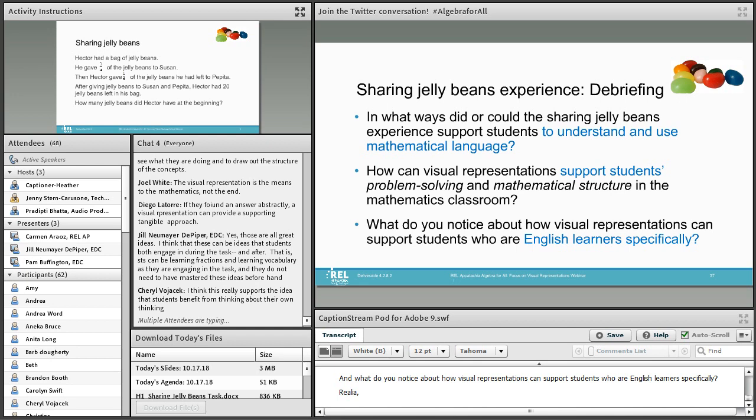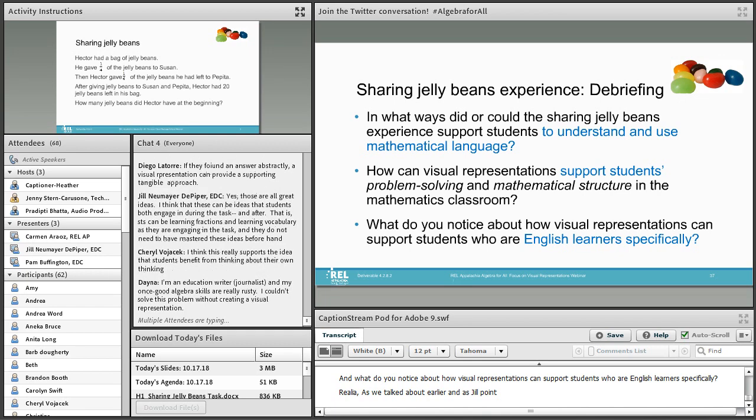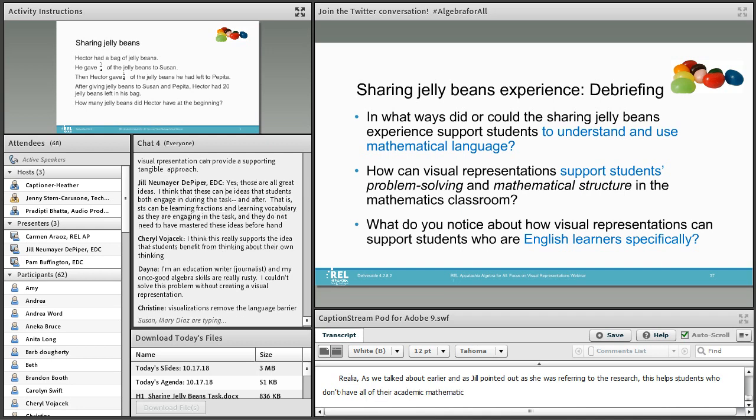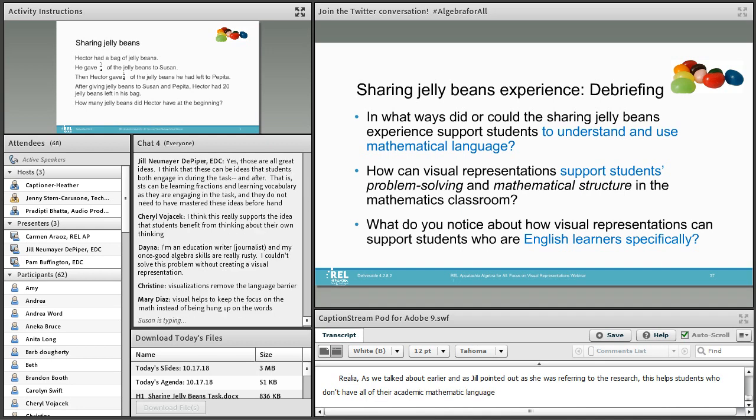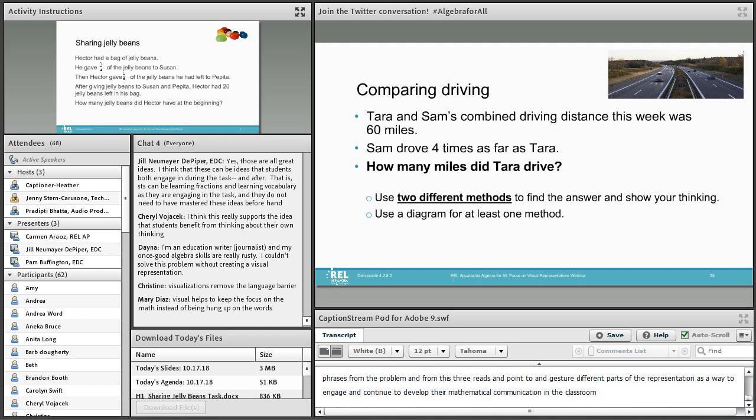As we talked about earlier, and Jill pointed out as she was referring to the research, the representations provide opportunities for students who don't have all of their mathematical communication, all of their academic mathematical language, completely mastered. They can refer to the diagram. They can use phrases from the problem and from this reread and point to and gesture to different parts of the representation as a way to engage and continue to develop their mathematical communication in the classroom.